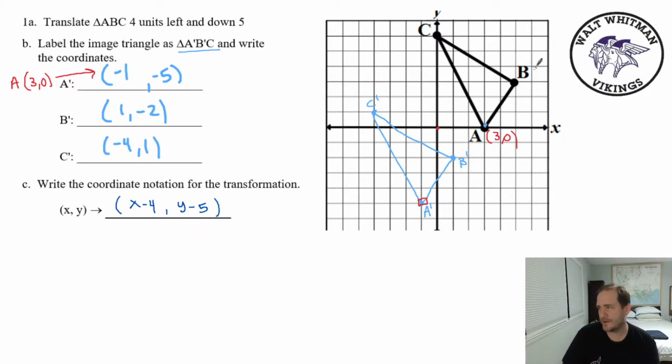And you could do that with all of these, because point B is where? It's at (5, 3).